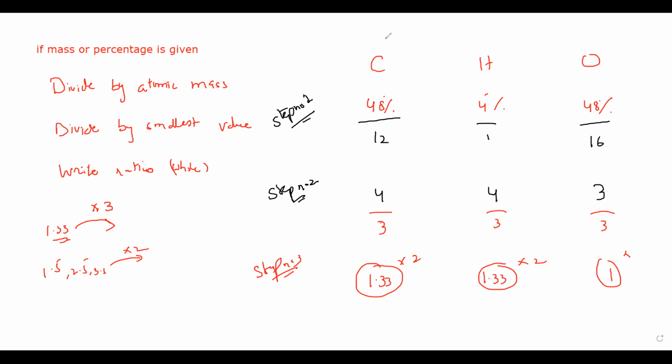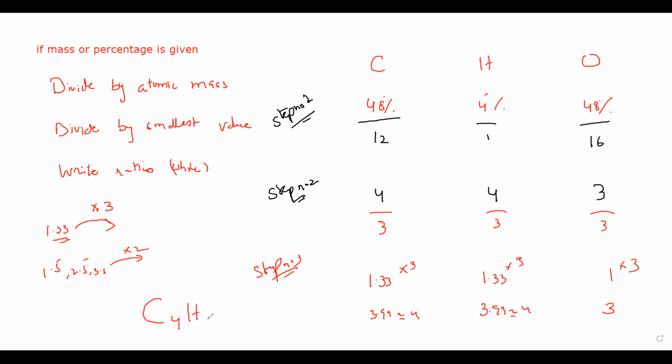But when I multiply 1.33, so whenever one of the values is 1.33, we multiply all of them by 3. So when we multiply, it will be like 3.99, which is approximately equal to 4. This is also 3.99, which is approximately equal to 4. And this will be 3. So what will be the formula? This contains C4, H4, and O3 as the simplest ratio.